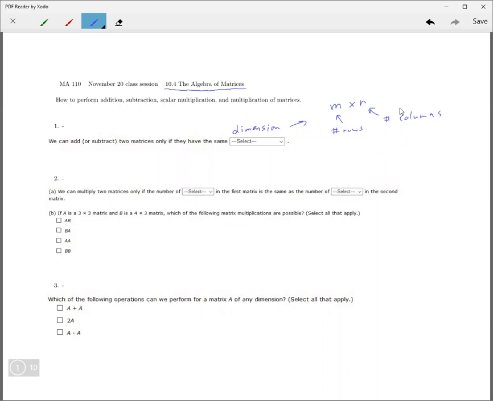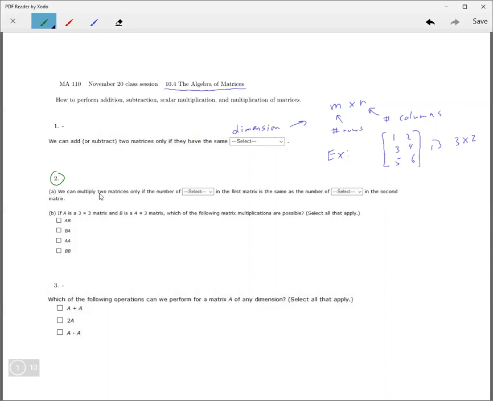So let me just do an example here really quickly. So for example, if I have 1, 2, 3, 4, 5, 6, just some arbitrary numbers. This matrix here is 3 by 2 because there's 3 rows and 2 columns. Okay, so that's what the dimension is. And for adding or subtracting matrices, they have to have the same dimension. Now, that's not the case for multiplication of matrices. That works a little bit differently. We'll get to that later.